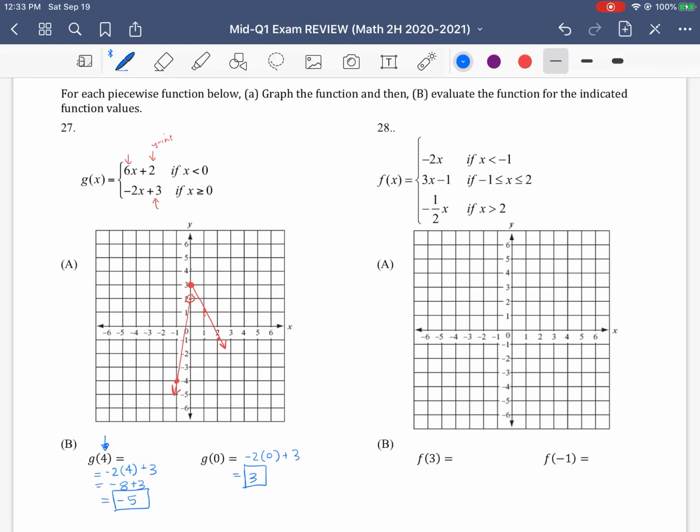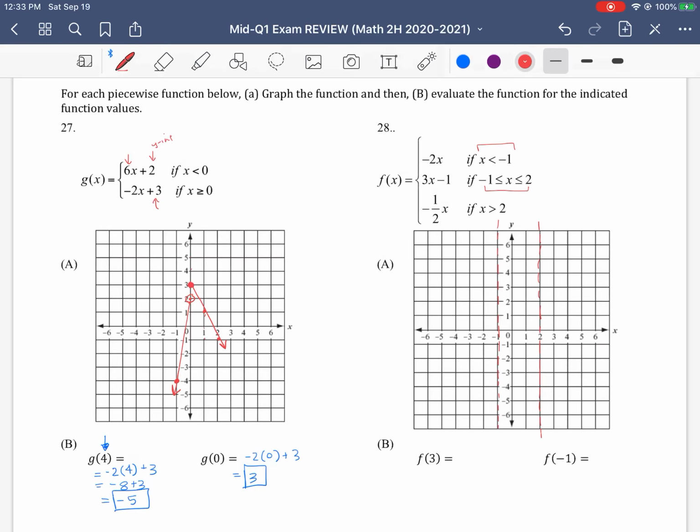Number 28, graphing. Notice these domain restrictions, and I'm going to draw these little barriers in just to kind of help us. One of them is always x is less than -1, so there's going to be a barrier or a split between our pieces at -1. The next one goes from -1 up to 2, so we're going to have another restriction at 2, and the piece is going to exist between those. And then the other one is on the right side, or when it's greater than 2.